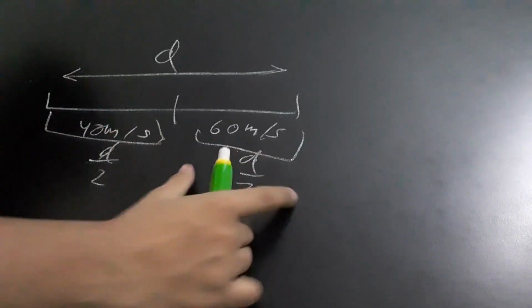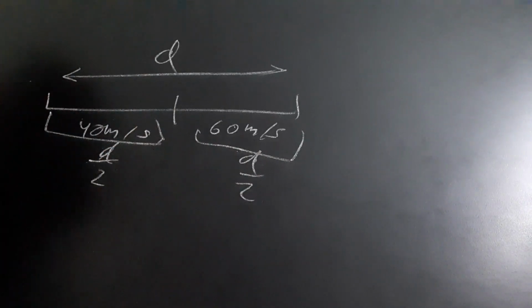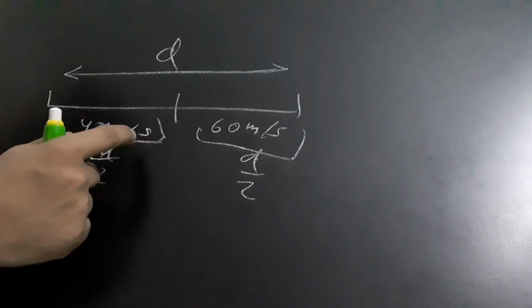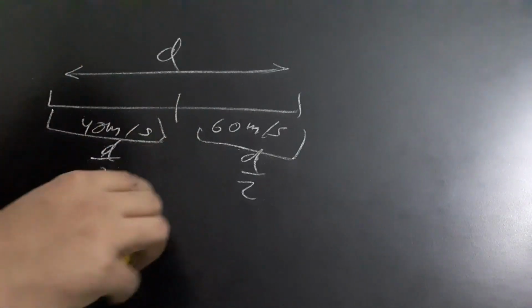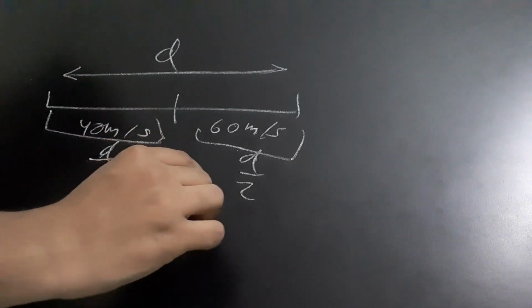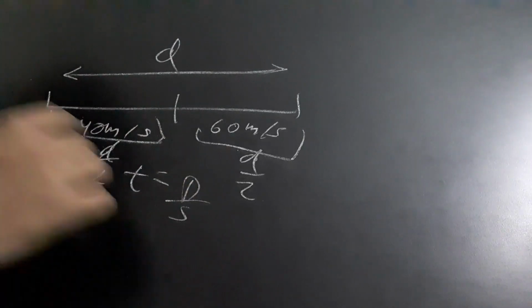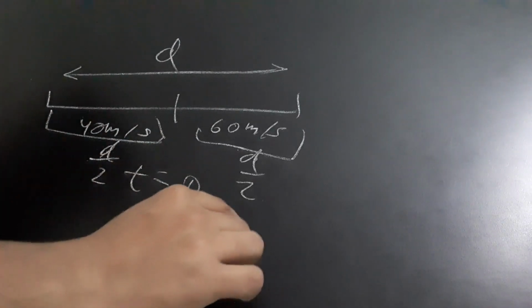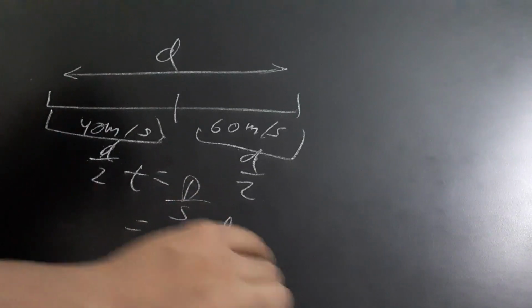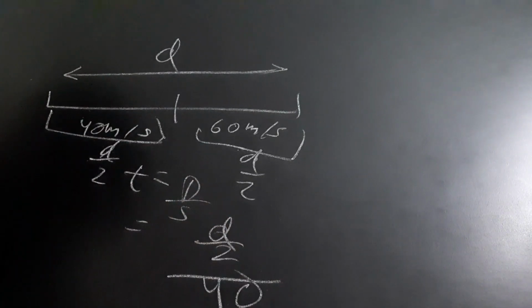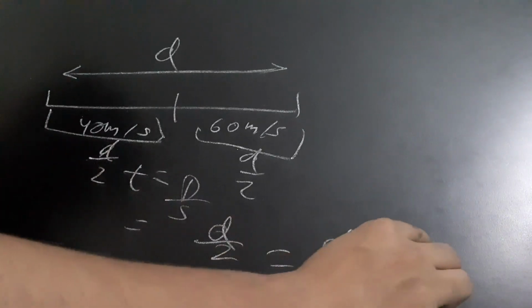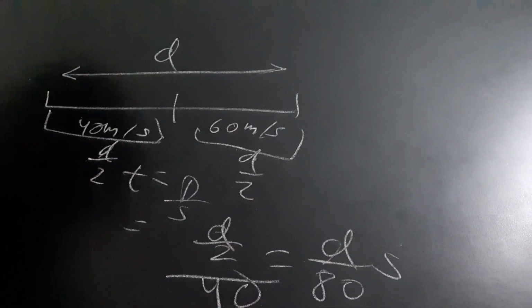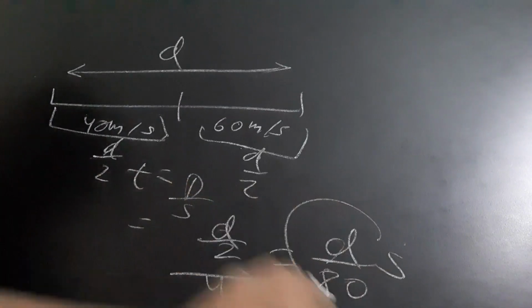Now we know the distance, but we don't know the time. So to calculate time, we have the d by 2 distance traveled at 40 meters per second speed. So you get time is equal to distance upon speed. That would make it equal to d by 2 upon 40. That's equal to d by 80 seconds. So that is our first time.